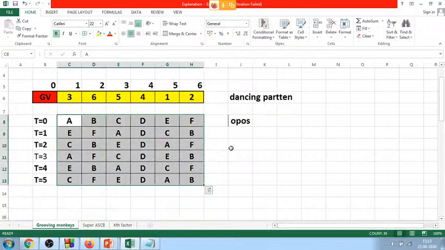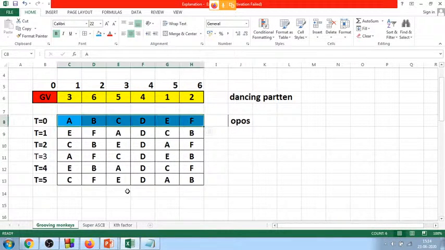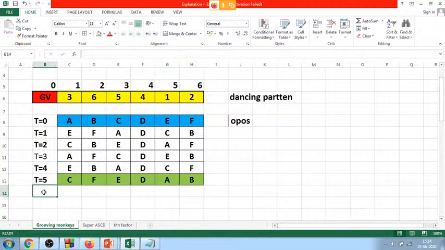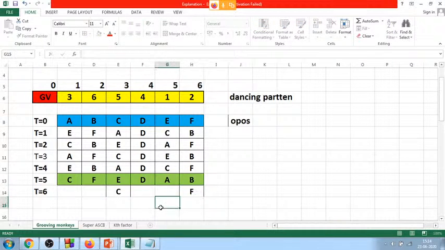We will calculate for the 6th second also, and right now this is your original position and this is your current position. From this current position you are going to calculate for the 6th second, T value assigned 6. So C moves to third position. And for the next iteration F moves to 6th position. E moves to 5th position. D same position. A moves to first position and B moves to second position.